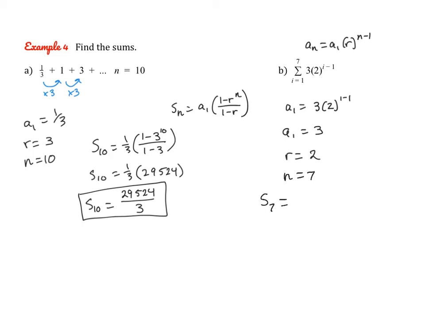So sum of the first 7 terms equals a sub 1, which is 3 times 1 minus 2 to the power of 7 over 1 minus 2. So again, you can start with what's inside the parentheses. We can do 1 minus 2 to the power of 7, which is negative 127, and then you can divide that by negative 1. So it becomes positive 127, and then you just multiply that by 3. So the sum of the first 7 terms is 381.